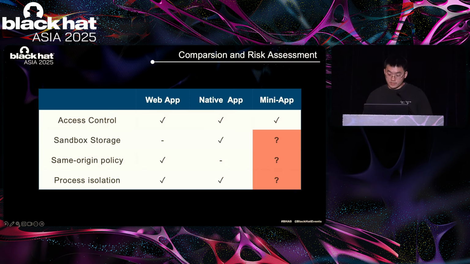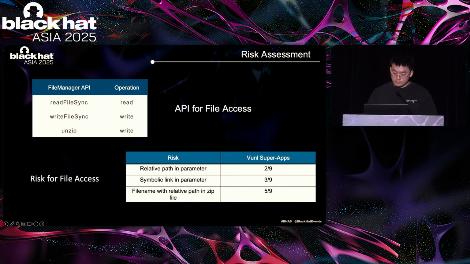For the risk assessment of mini apps, we still start from the comparative study. By studying the security mechanisms of web apps and native apps, we focus on the following aspects: access control, sandbox storage, same origin policies, and process isolation. In this chapter, we will discuss file and network related topics. The others will be discussed in a later chapter.